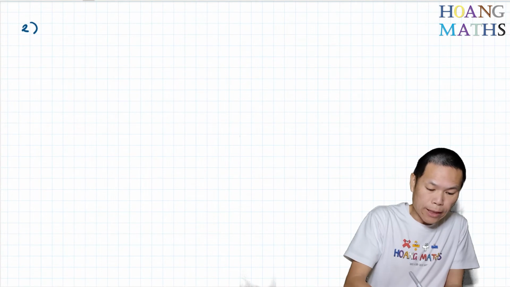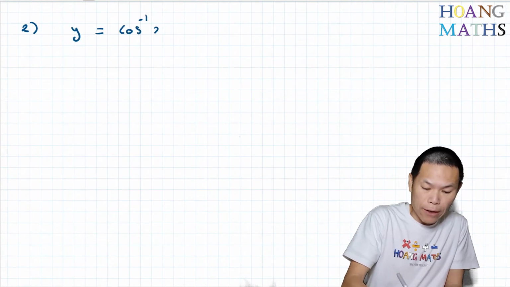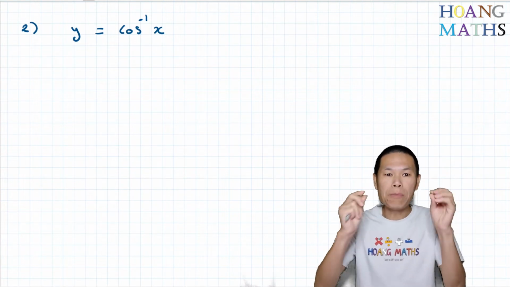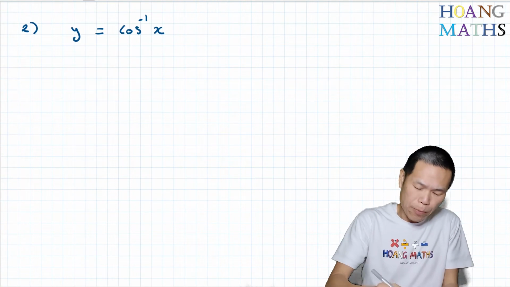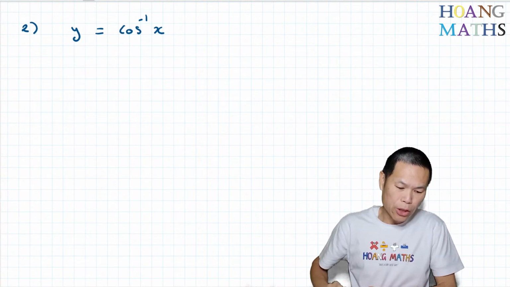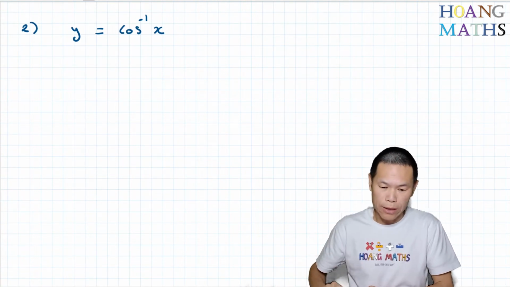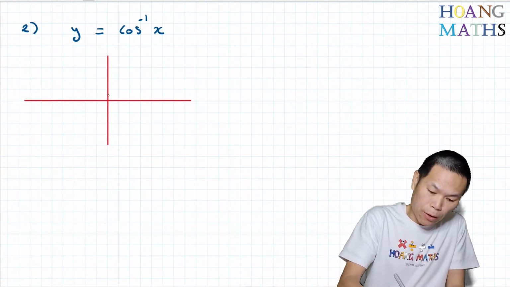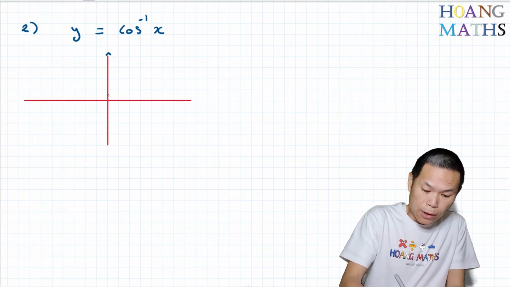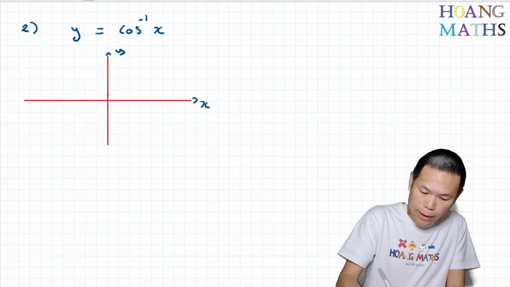Second one, let's sketch y is equal to cos inverse of x. So to graph this, let me do the same process again so you can understand a little bit better. So let me just sketch y is equal to cos of x first. So let's just sketch between negative pi and pi. That would do for this exercise. So this is y, this is x.